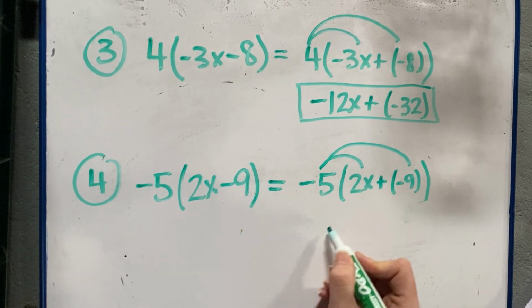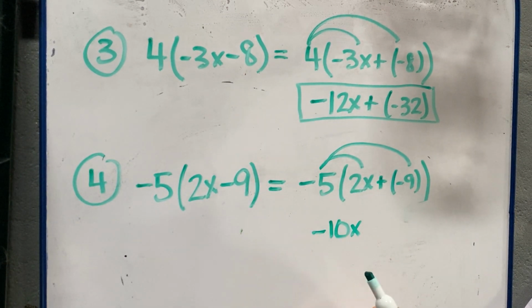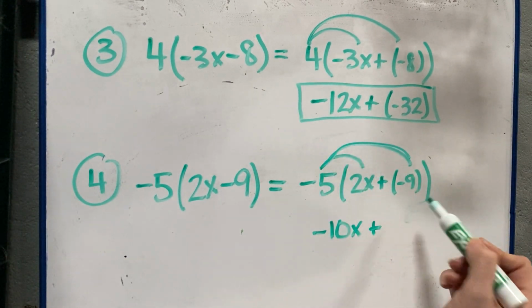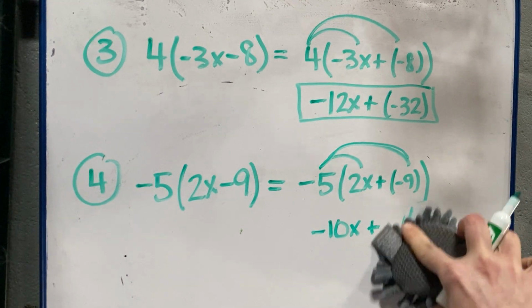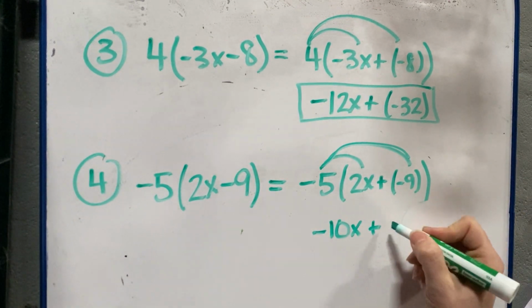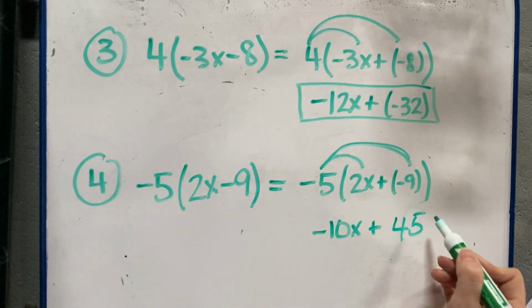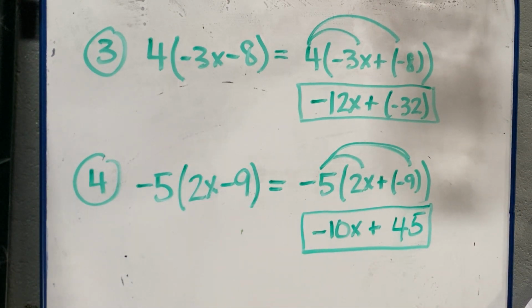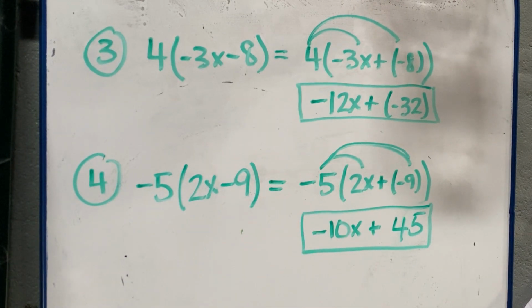So 5 times 2 is 10x. A negative times a positive is a negative. And then 5 times 9 is 45. And then a negative times a negative is a positive. Same signs, our answer is positive when we multiply. So there's that. So hopefully you're kind of understanding this concept of the distributive property.